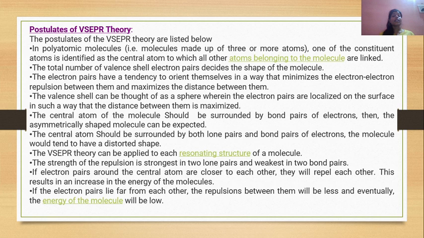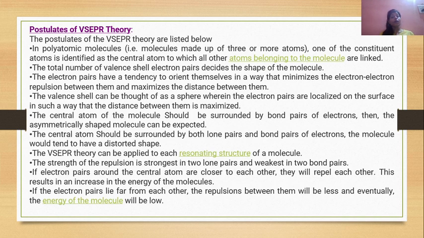As I have already told, the total number of valence electrons actually determines the geometry, the shape of the molecules. Third one, electron pairs have the tendency to orient themselves in a way that minimizes the electron-electron repulsion between them and maximizes the distance between them. Next, the valence shell can be thought of as a sphere wherein the electron pairs are localized on the surface in such a way that the distance between them is maximized, and at the same time the repulsion is minimized.